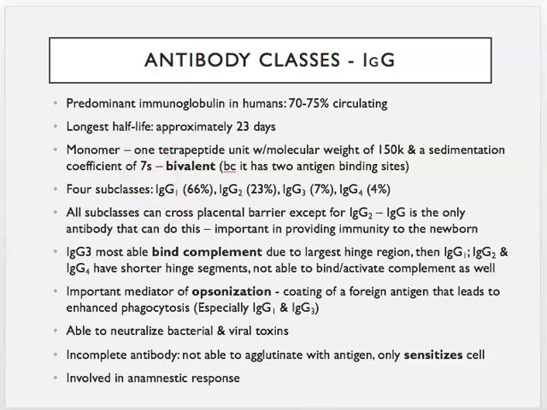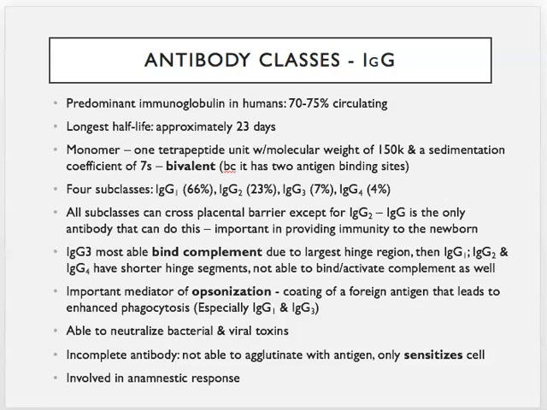So the first antibody class is IgG. This is the predominant immunoglobulin in humans. It makes up about 70 to 75% of our circulating serum or plasma. It has the longest half-life, about 23 days. It is a monomer, so one tetrapeptide unit with a molecular weight of 150,000 and a sedimentation coefficient, or sed rate, of 7S. It's referred to as bivalent because it has 2 antigen binding sites.